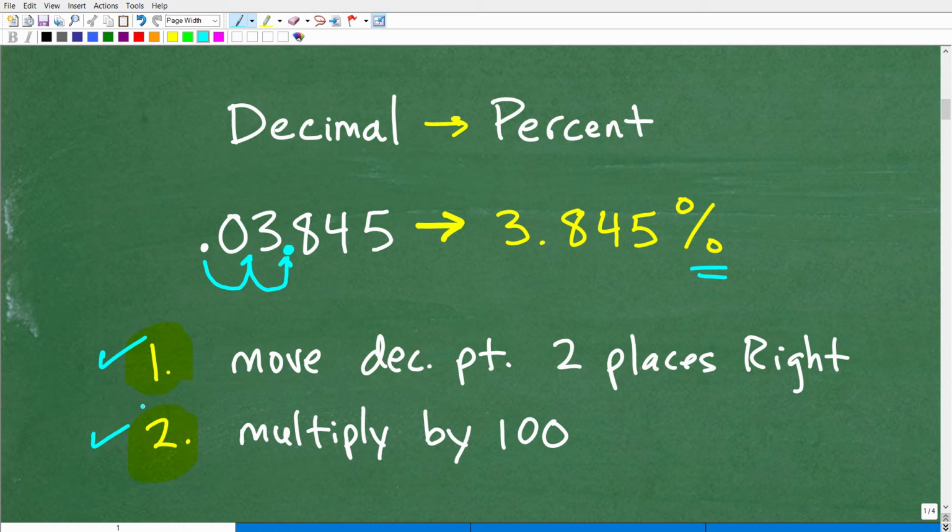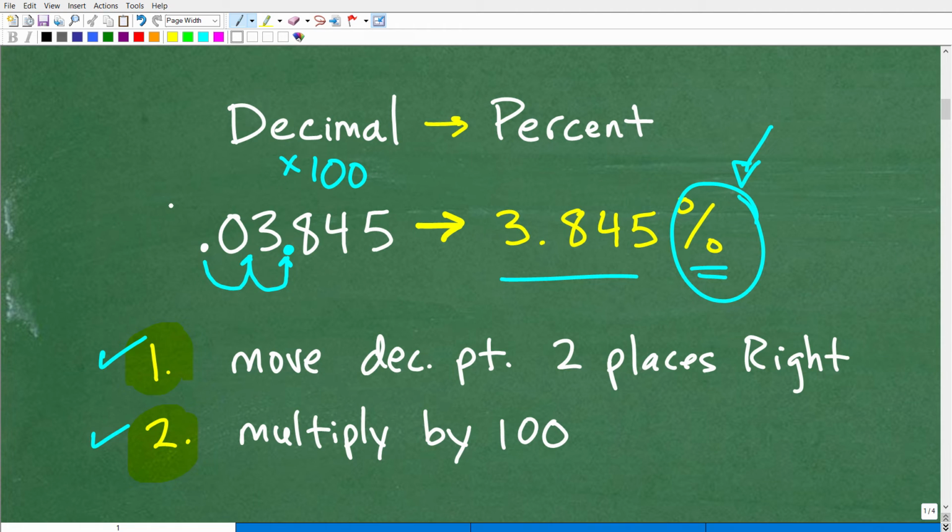The second way is simply take your decimal and multiply by 100. Okay, so if I take this decimal 0.03845 and on my calculator multiply by 100, you'll get 3.845. And again, you got to make sure you plug in that little percent symbol right there. But multiplying by 100 is the same thing as moving the decimal point 2 places to the right. So we're going to keep this video nice and simple and basic.